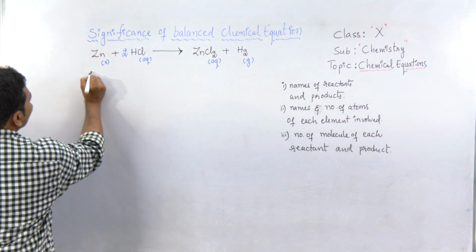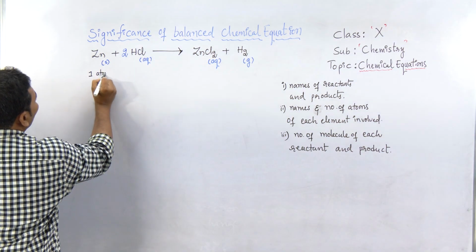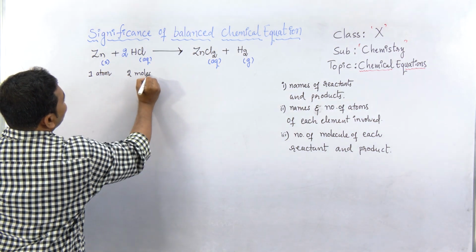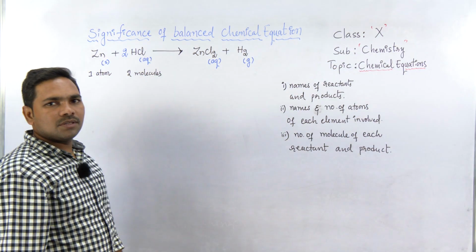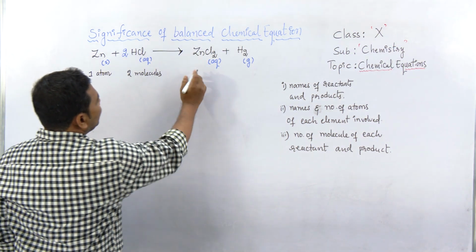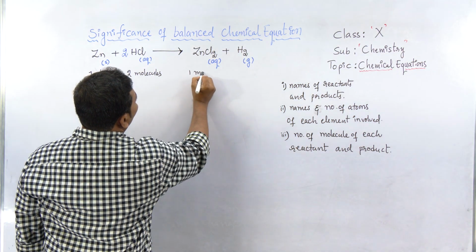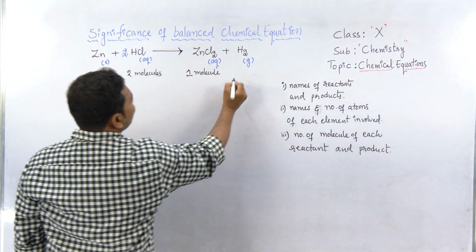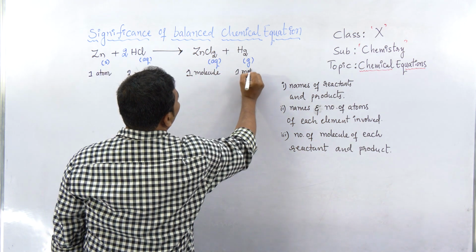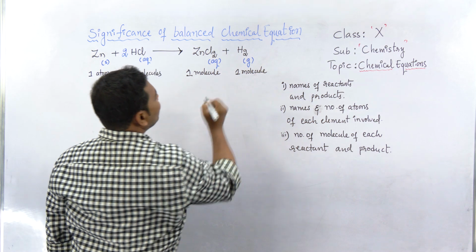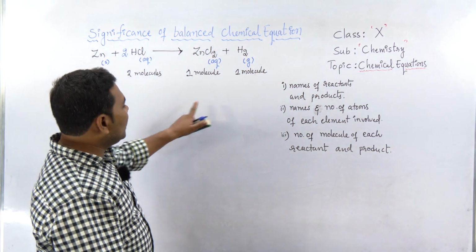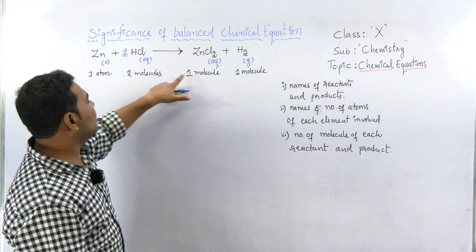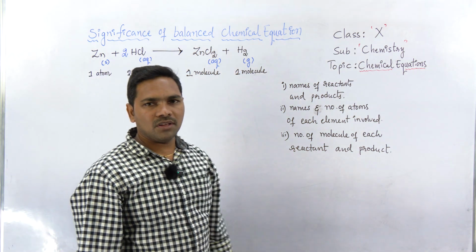Now we write: one atom of zinc reacts with two molecules of hydrochloric acid to give out one molecule of zinc chloride and one molecule of hydrogen. So these are the number of molecules of each reactant and product. Understand, one atom, two molecules, one molecule and one molecule, we understand.